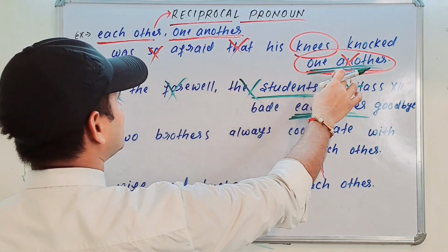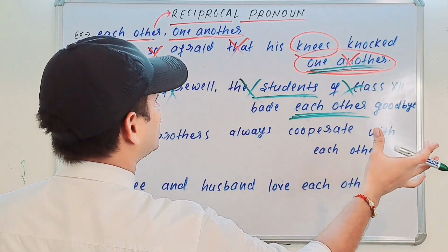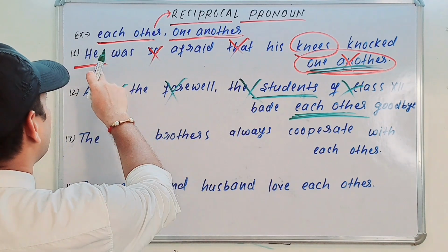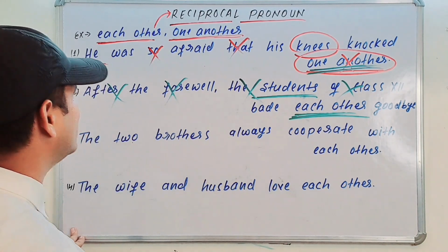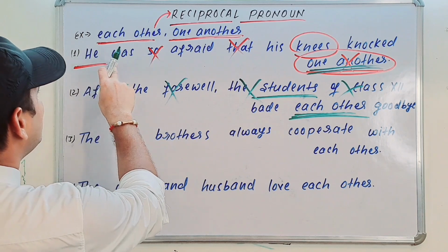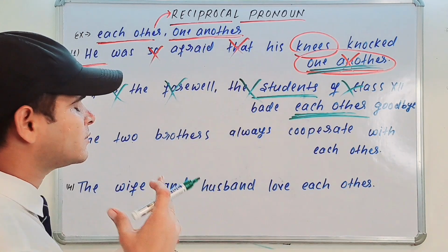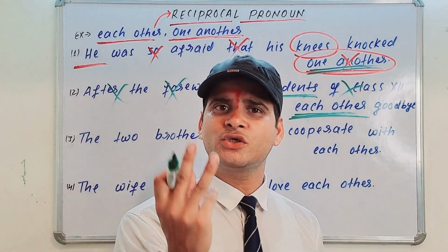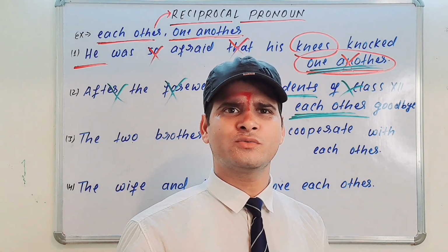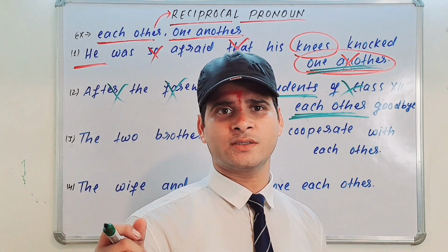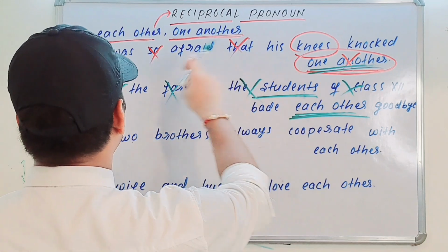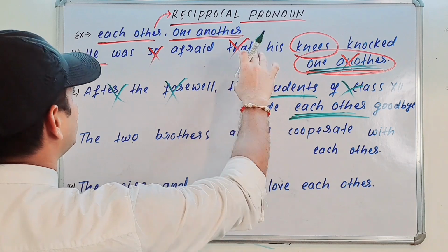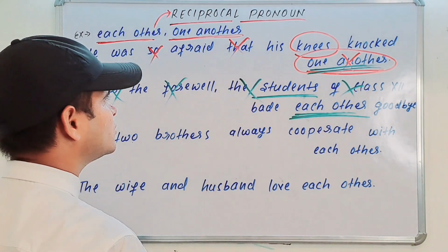First sentence, what was the error part? Here it will be each other, because the knees knocked each other. There are only two knees of he, which means only one person. But I can use Ram: Ram was so afraid that his knees knocked each other, not one another, because Ram has only two knees, not more than two, as we have only two legs and two knees. So: he was so afraid that his knees knocked each other. This is the right way to use each other.